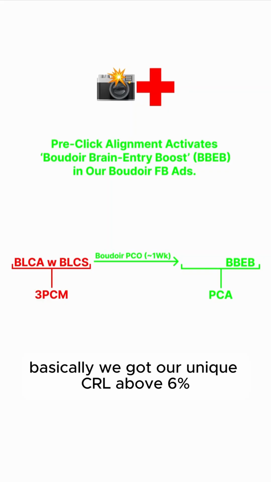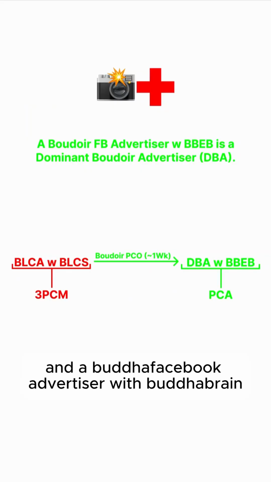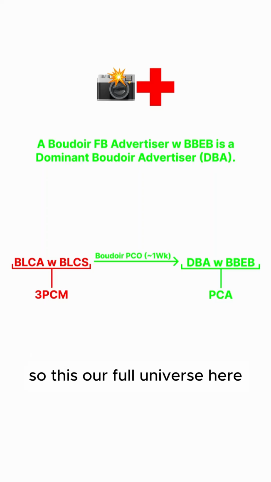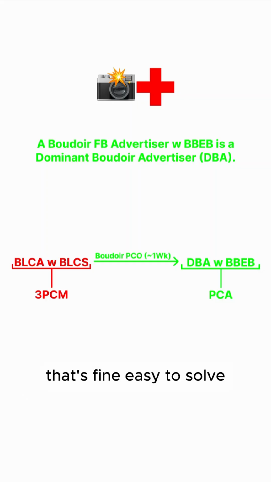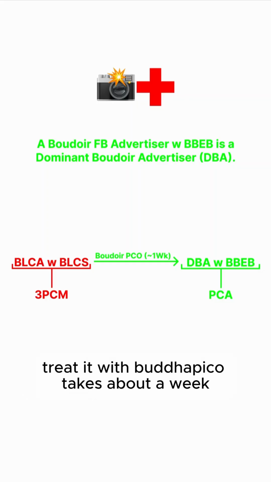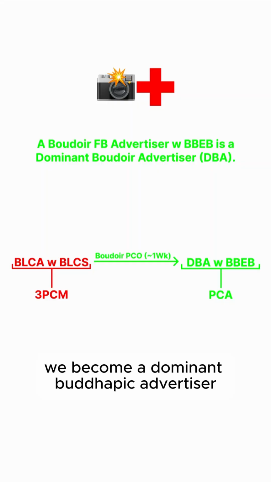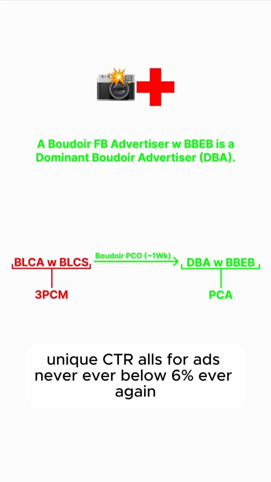Basically, we got our unique CTR above 6%. And a Boudoir Facebook advertiser with Boudoir brain entry boost is a dominant Boudoir advertiser, DBA. So this is our full universe here. BLCA with BLCS is caused by the 3 pre-click mistakes. That's fine, easy to solve. Treated with Boudoir Pico, it takes about a week. Achieve pre-click alignment. We become a dominant Boudoir advertiser with Boudoir brain entry boost. Unique CTRs for our ads never ever below 6% ever again.